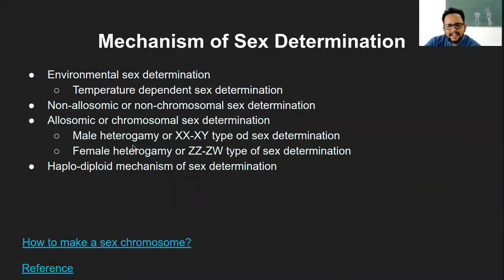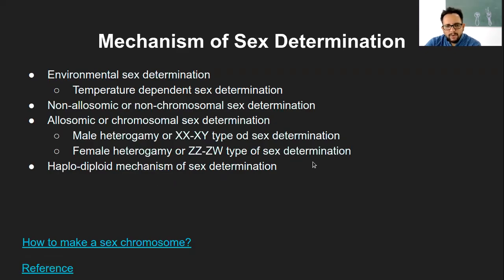We will see that there are two subtypes, and what those subtypes are. And then the last one is the haplodiploid mechanism of sex determination, where one of the genders will have a haploid set and the other gender will have a diploid set. We'll see those mechanisms individually, one by one.